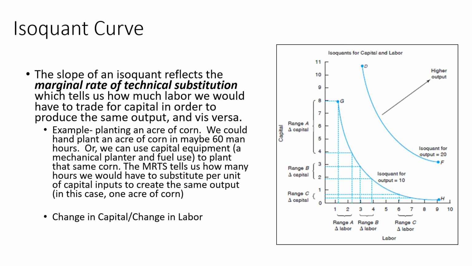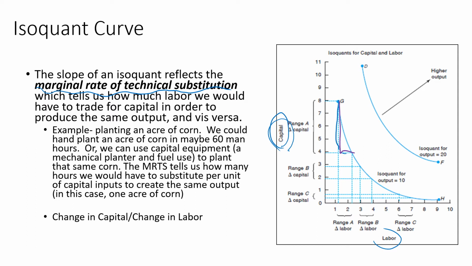Utilizing the isoquant curve, we're able to calculate the marginal rate of technical substitution. That's going to tell us how much labor we can substitute for a given unit of capital, or how much capital we can substitute for a given unit of labor in order to produce those same levels of output. This is basically just a measure of the slope between 2 points on the isoquant line.